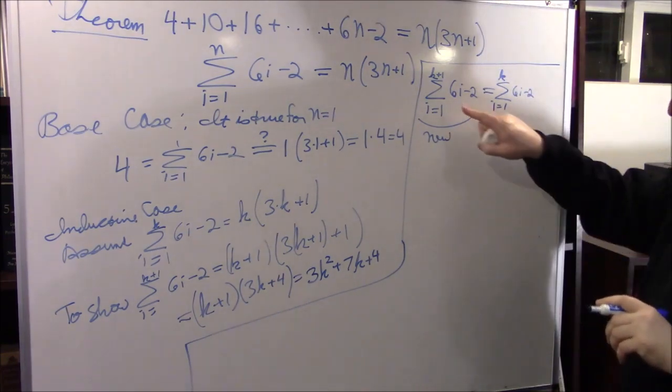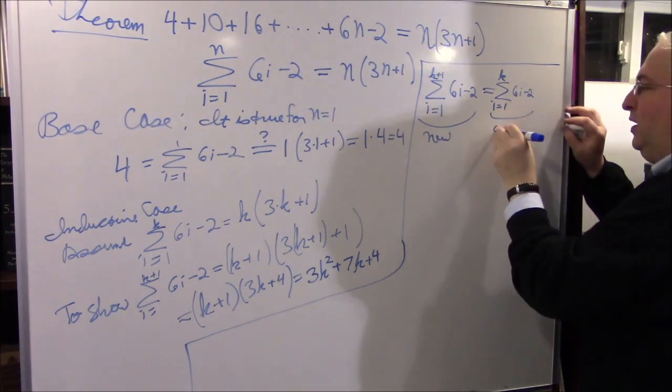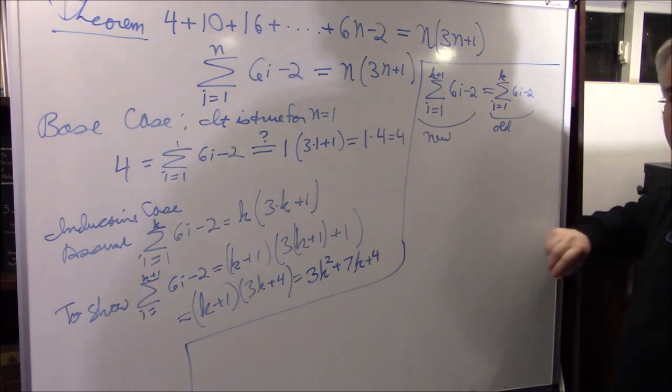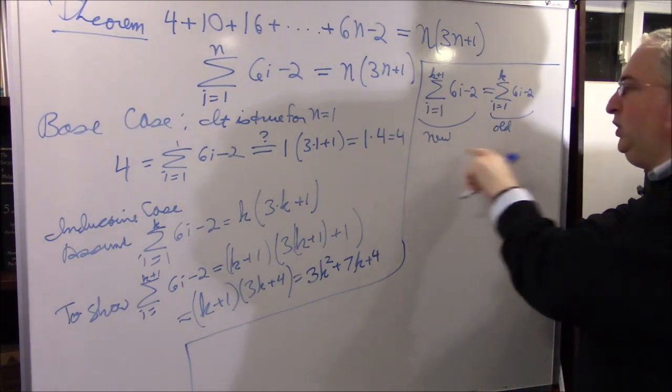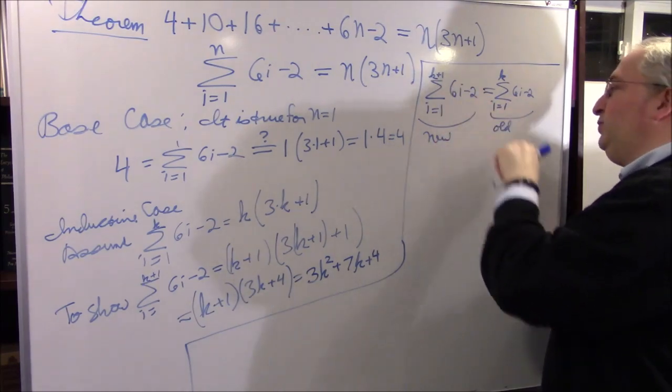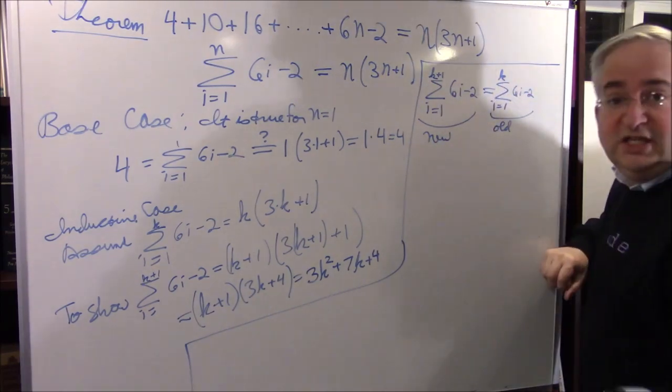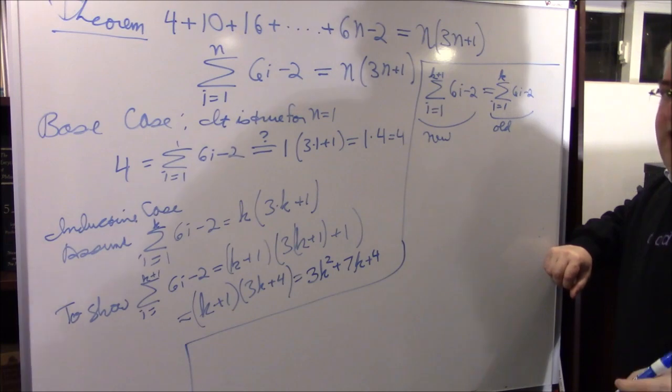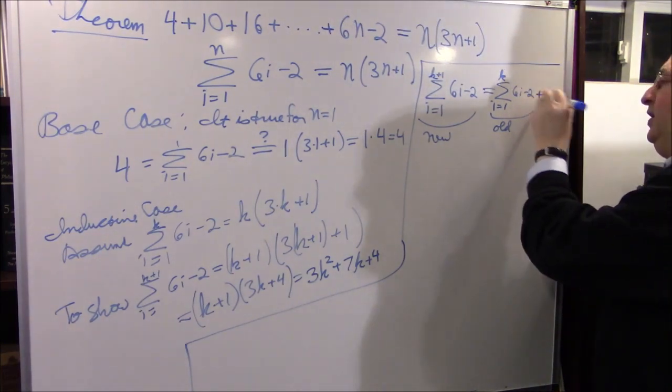One second, that's not equal. This is the old. That's not equal, okay? Because this goes from 1 to k plus 1, and this goes from 1 to k. You're missing something. So we better add it in.